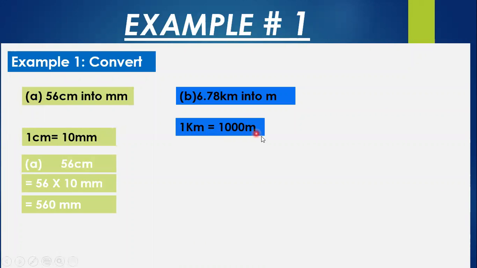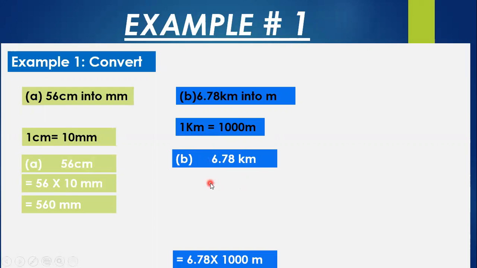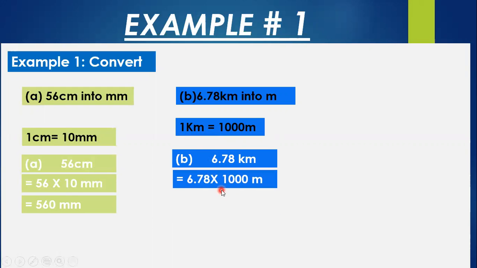Yes, 1 kilometer is equal to 1000 meters. Good. So 6.78 kilometers, you will convert by multiplying 6.78 by 1000. Good. Why are we going to multiply it? Because we have to convert kilometer to meter. Okay. So 6.78 multiplied by 1000, you will get 6,780 meters. Okay.